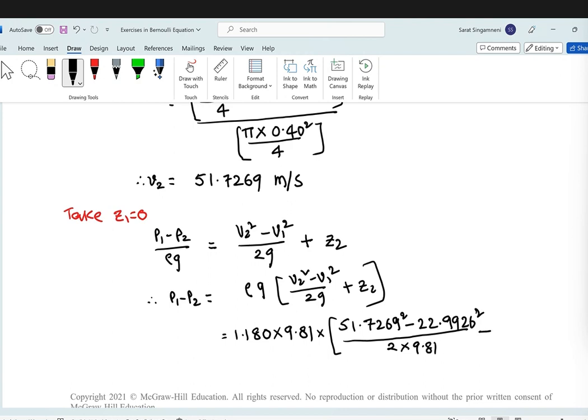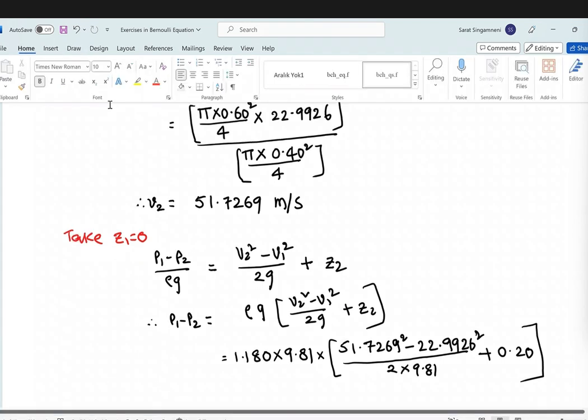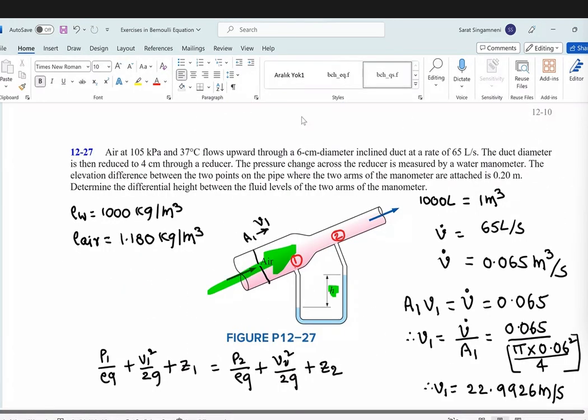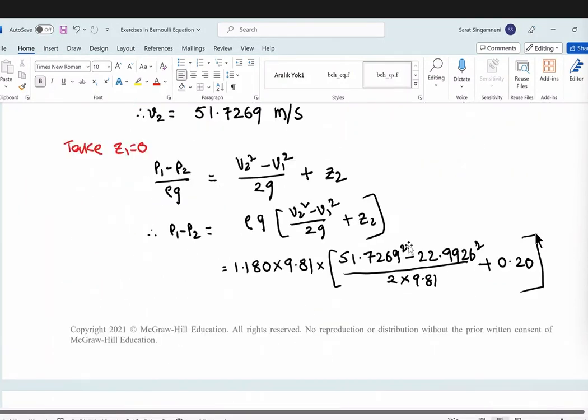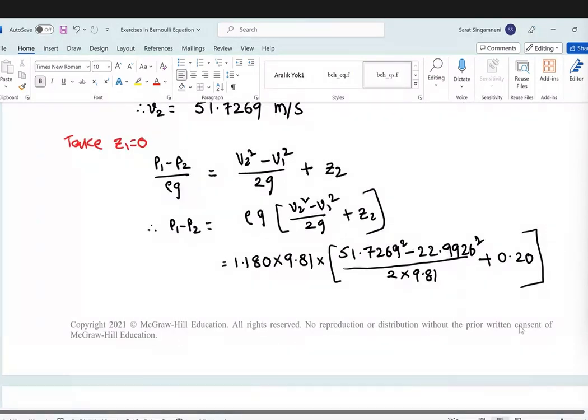plus Z2, height over Z1 is given as 0.20 in the problem that is given. Can you see, 0.2 meters height difference is there from the point where the two ends of the manometer are attached to. So that is what it is, 0.20. Z2 is at 0.20 meters above Z1.